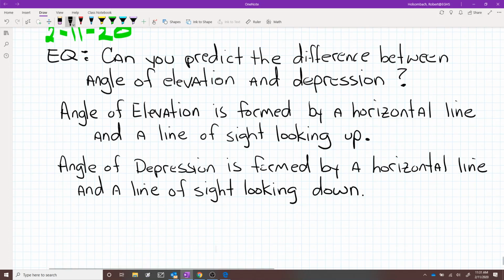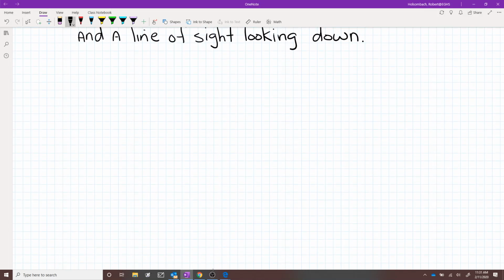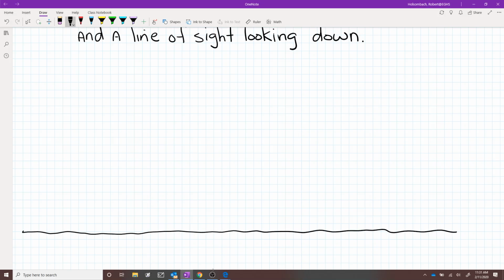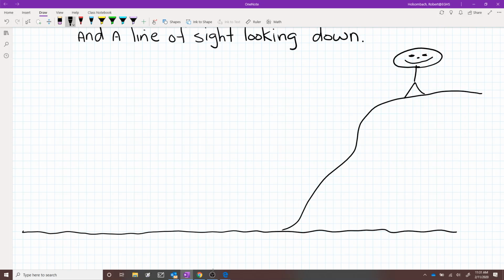Let's draw a picture of it. The picture we're going to put, this is the ground. This is a hill. Got someone up here standing on the hill. Very happy person standing on the hill. We have another person down here. They're happy as well. They're standing on the ground. Just got their hair did.